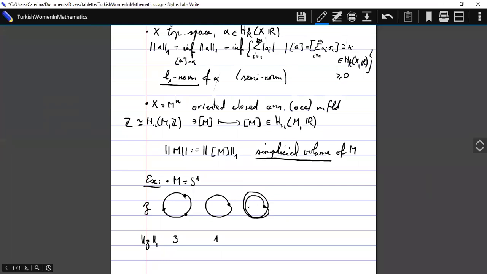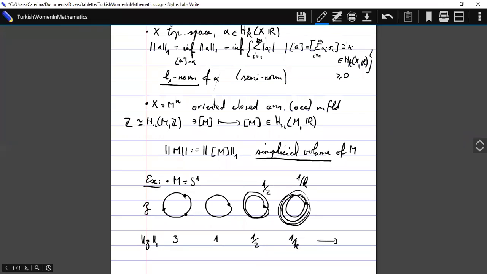And now this does not represent this fundamental class, it represents it twice. But if I put the coefficient 1/2, then it represents this fundamental class. And its L1 norm is now 1/2. Okay, and now I guess you have seen what we can do. You can go as many times as you want around the circle. Say k times, you have to put the coefficient 1/k, then the L1 norm is 1/k.